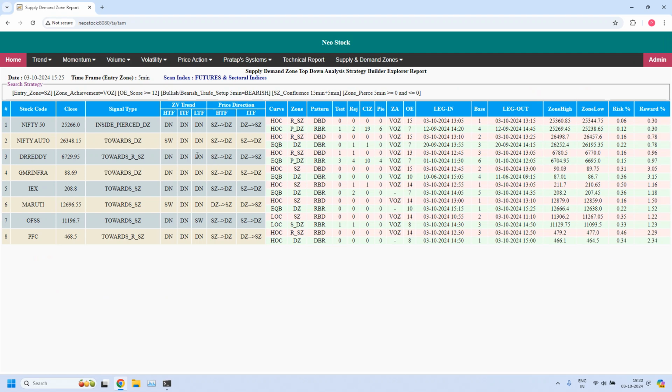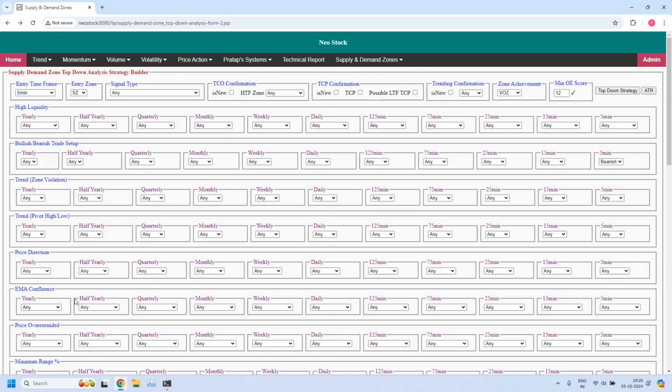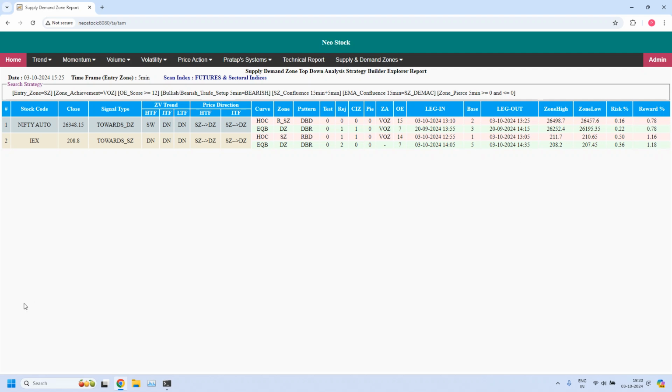That means 5 minute zones are part of the 15 minute zone. 15 minute trend is downtrend. Let's verify whether any EMA confluence we can get for the 15 minute time frame. In the EMA confluence at 15 minute time frame, I am looking for 15 minute supply zone with daily EMA confluence. Oh, 2 stocks are filtered. These 2 stocks' 15 minute zones are having daily EMA confluence. It's a high probability setup.